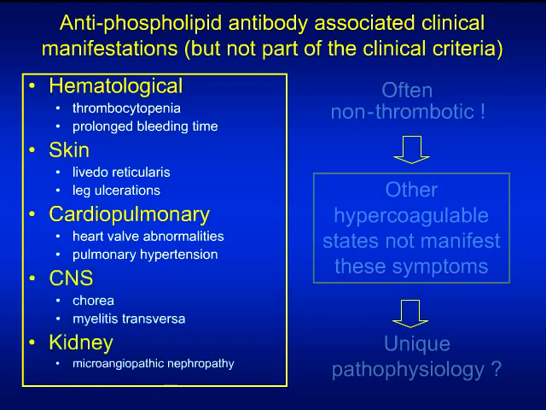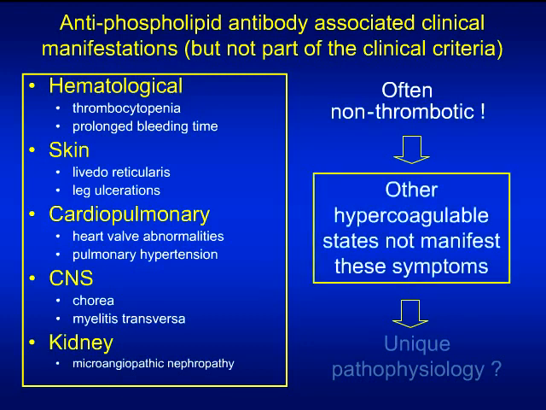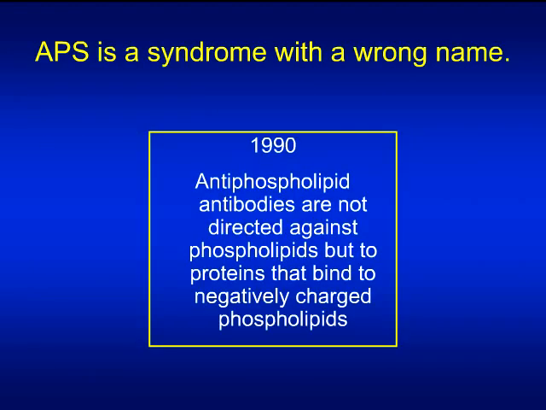And all these symptoms are probably not all due to thrombotic complications. There should be something else that causes these problems. You don't see these additional manifestations in all patients, but in some patients, and you don't see that with other hypercoagulable states. So I think that the antiphospholipid syndrome has a kind of unique pathophysiology, because they also have all these other manifestations. One of the important things is that antiphospholipid has a wrong name.